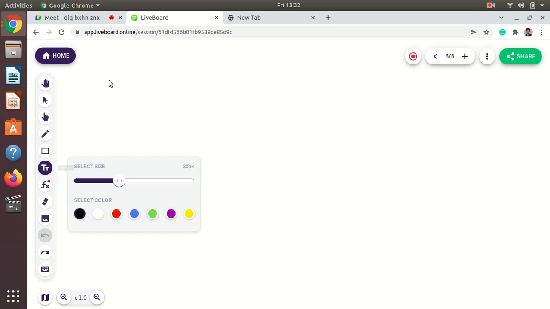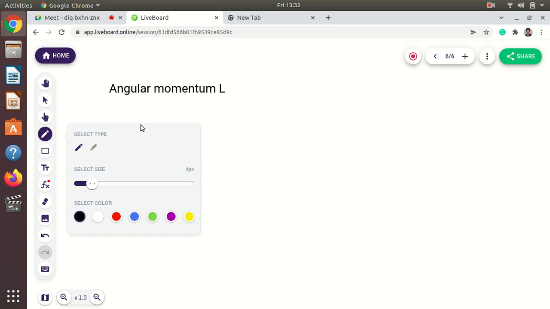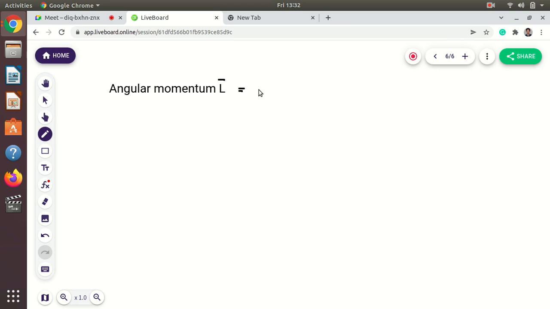So I will type here: angular momentum. We write this with the symbol L. This is also a vector, so we write a bar over it, so this is L bar. In previous chapters we have seen this L bar is nothing but R bar cross P bar, correct? R bar cross P bar is our angular momentum vector.